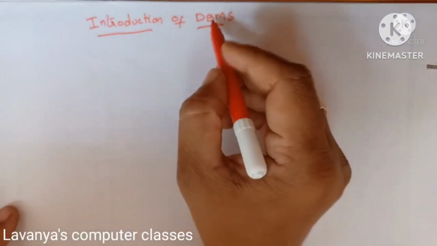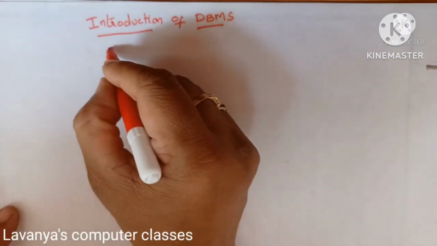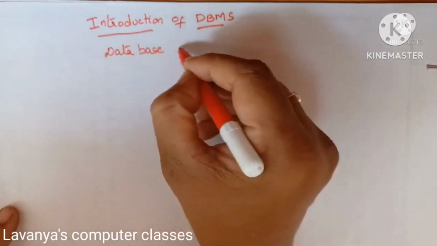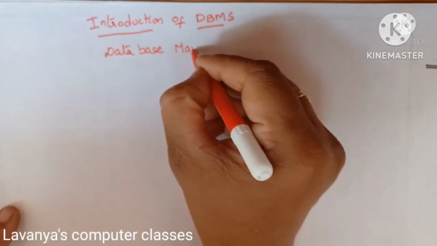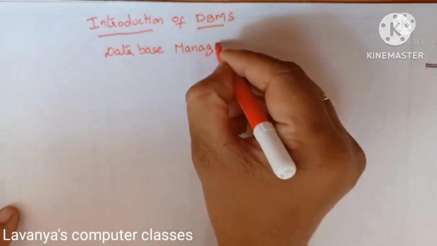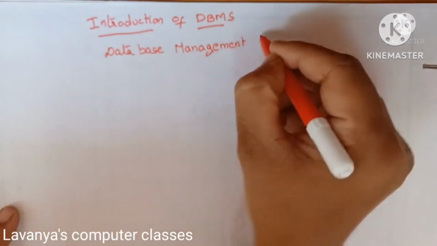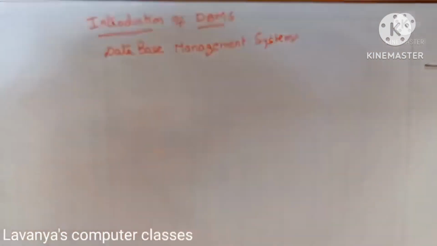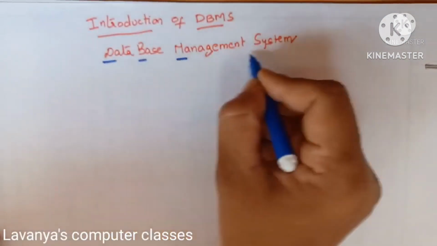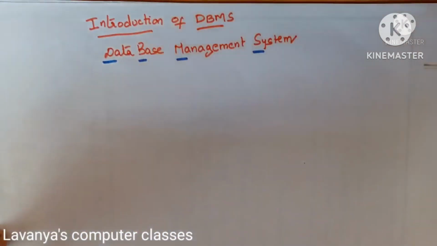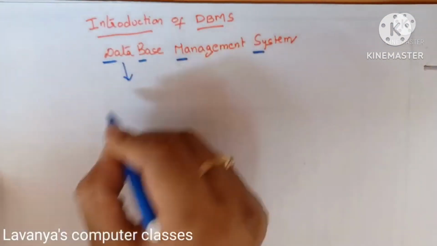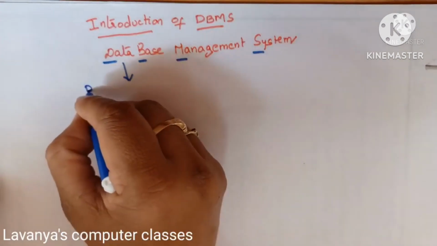So in this DBMS, what is the full form of DBMS? DBMS means database management system. So that is the full form of DBMS. D for data, B for base, database management system. So in this full form, first I will explain what is data. Next, what is database.